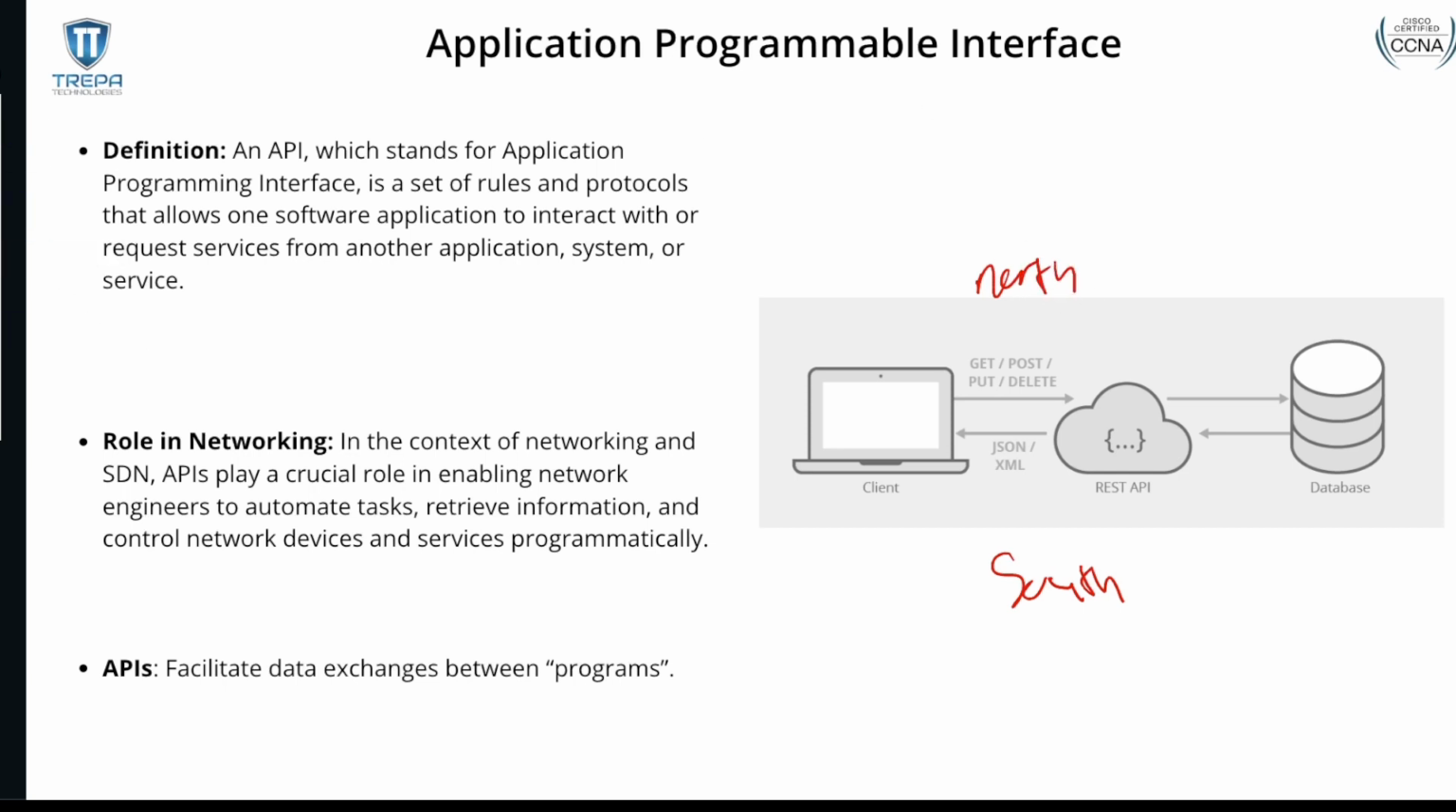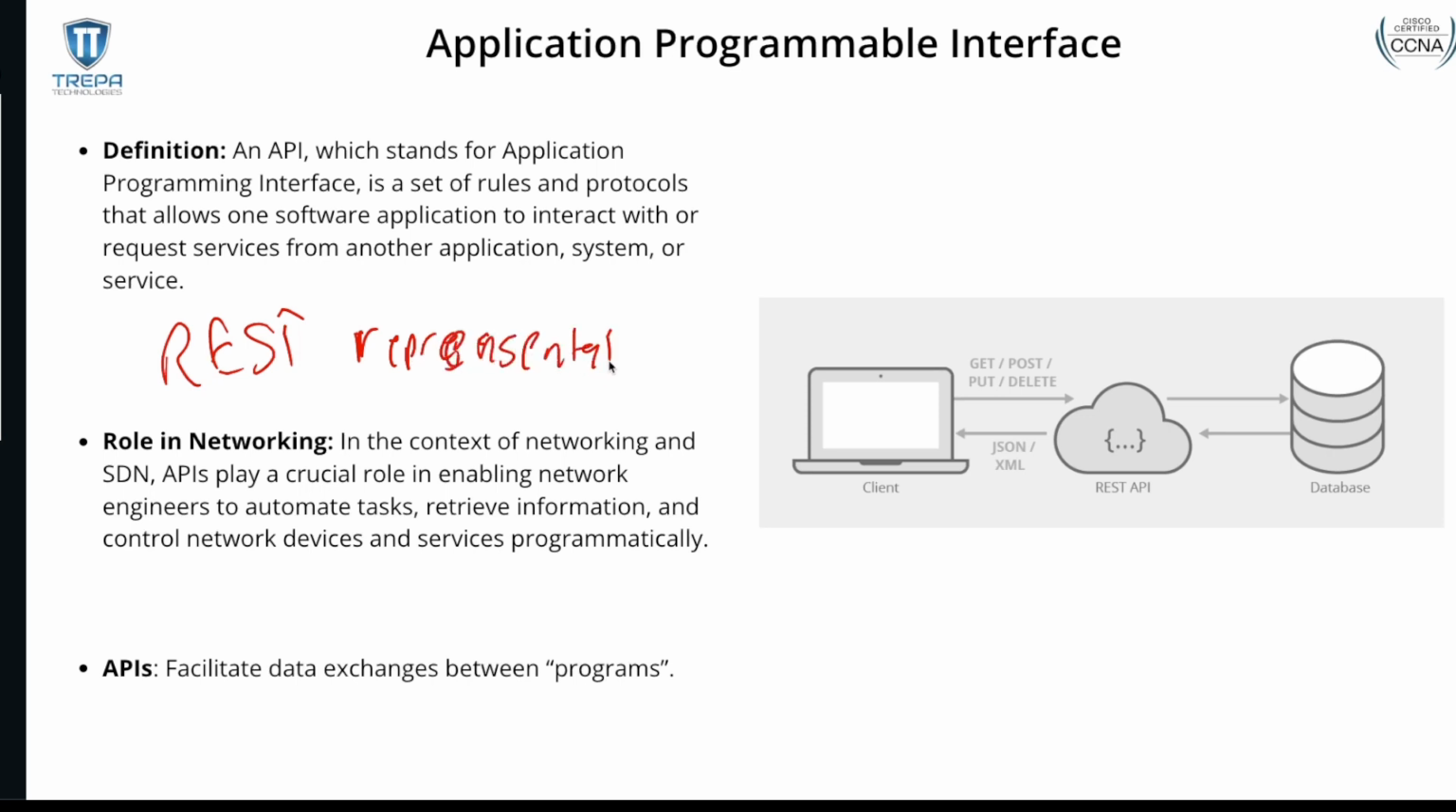So what are the different types of APIs in networking? We have REST APIs, which we're going to get into. REST stands for representational state transfer API. This uses standard HTTP methods such as get, post, put, and delete to interact with resources on network devices or SDN controllers.